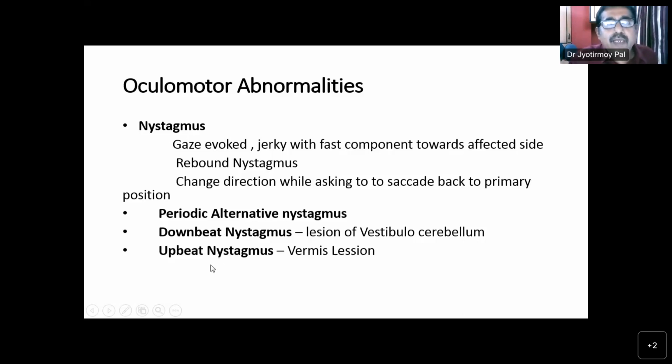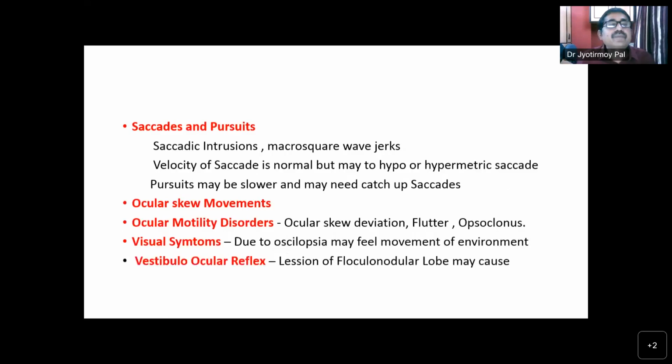One common mistake I can tell the students: sometimes it is answered that downbeat nystagmus means looking down, you are getting nystagmus looking downward. No, that is the gaze-evoked nystagmus. Downbeat nystagmus means the eye is at the primary position, but there is a nystagmus and the first component is downward. That is called downbeat nystagmus.